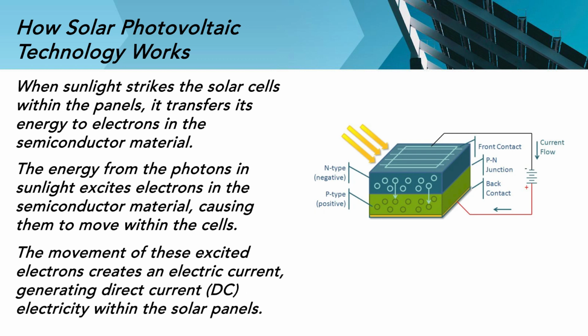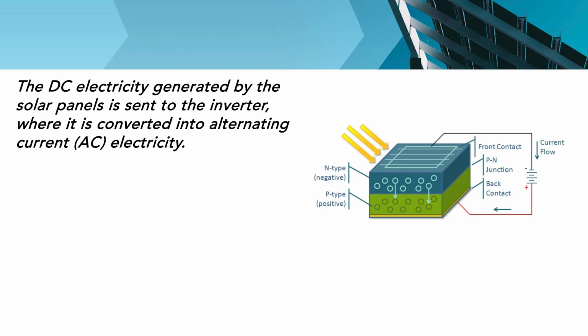The movement of these excited electrons creates an electric current, generating direct current electricity within the solar panels. The DC electricity generated by the solar panels is sent to the inverter, where it is converted into alternating current electricity. This AC electricity can be used to power electrical appliances and devices in homes, businesses or fed into the electrical grid.